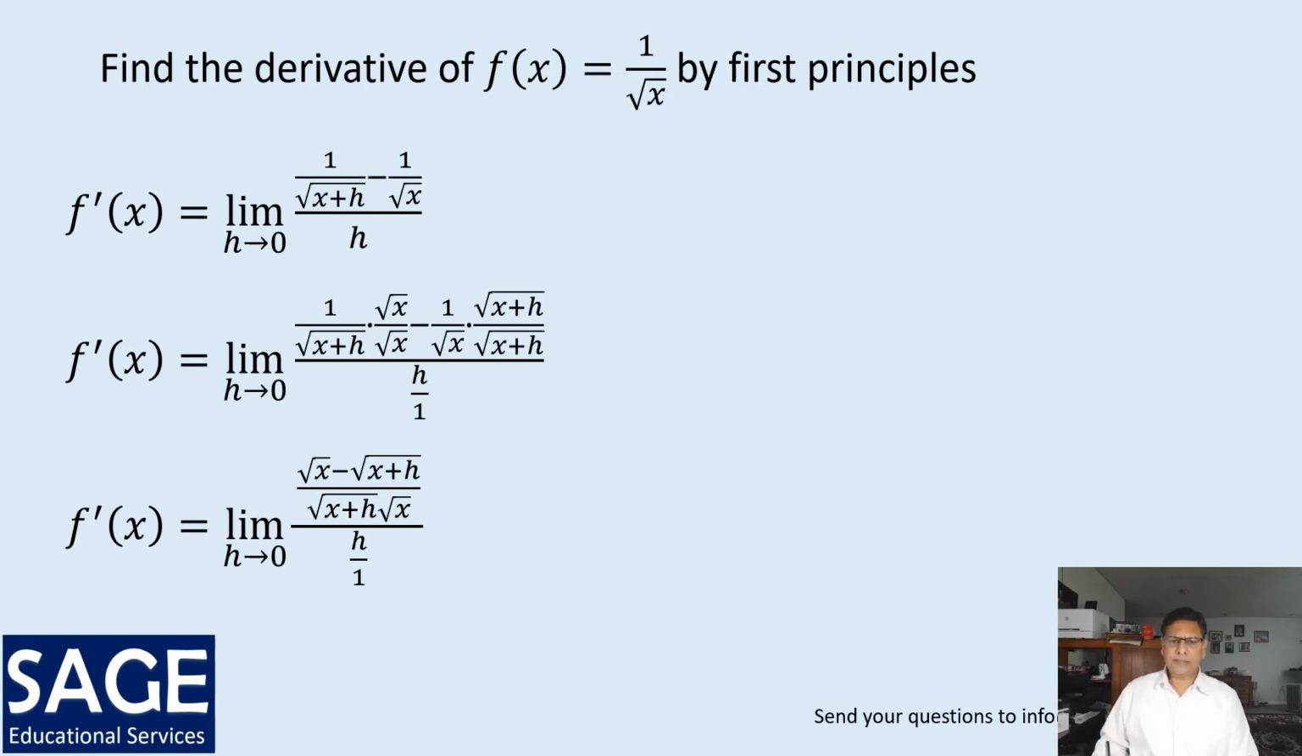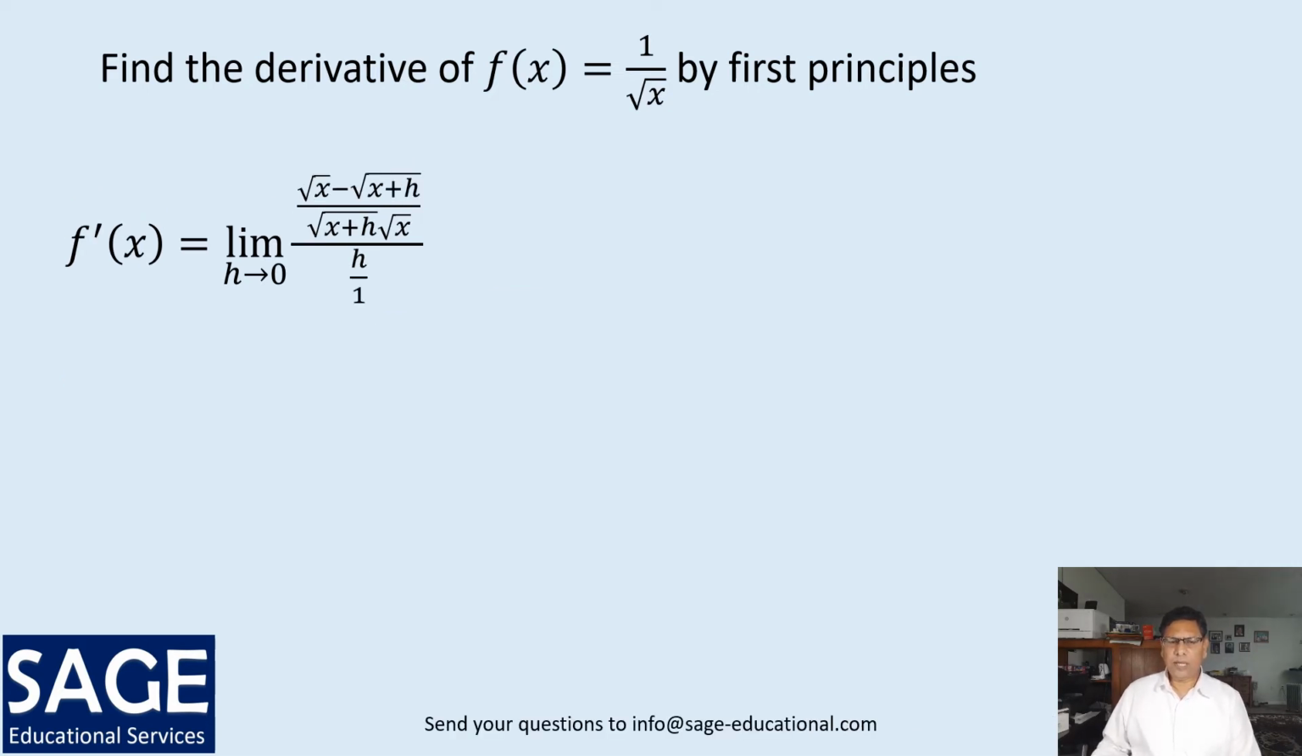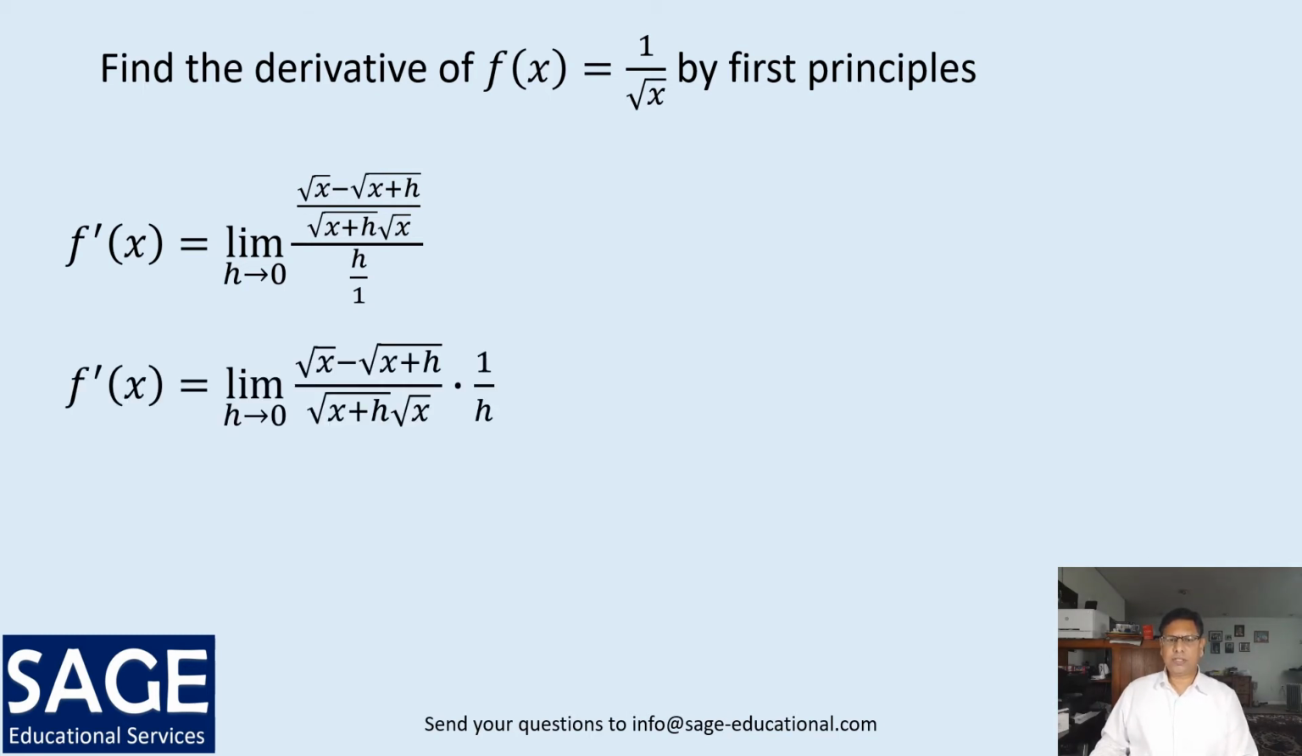And now the next thing I'm going to do is try to change this division with a fraction into a multiplication. So we have this fraction being divided by another fraction, and that changes into a multiplication with the reciprocal of h. So I'm multiplying it by 1 over h. So the second fraction here I have 1 over h. The numerator is just 1. So when you multiply square root of x minus the square root of x plus h with 1, it remains just as it is, and the h simply gets multiplied by the denominator.